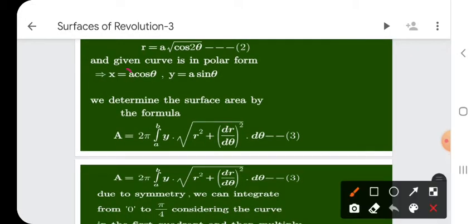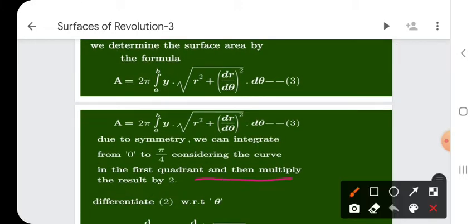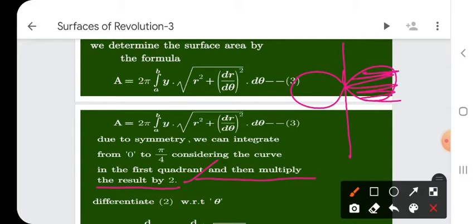Next, we determine the surface area by this formula: 2 pi integral from a to b of y root r square plus (dr by d theta) whole square d theta. Due to symmetry, we can integrate from 0 to pi by 4, considering the curve in the first quadrant, and then multiply the result by 2. Symmetry means both halves are the same, so I find only half the area and then double it to get the full area.